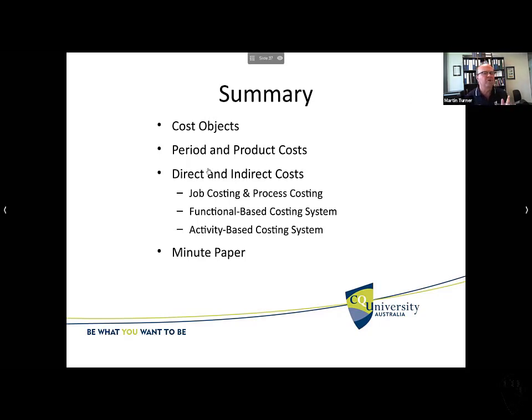We might like to know the cost of our customer service in various areas, answering the phone or doing various things. And so a cost object can be any aspect of the firm that we want to know the cost of.